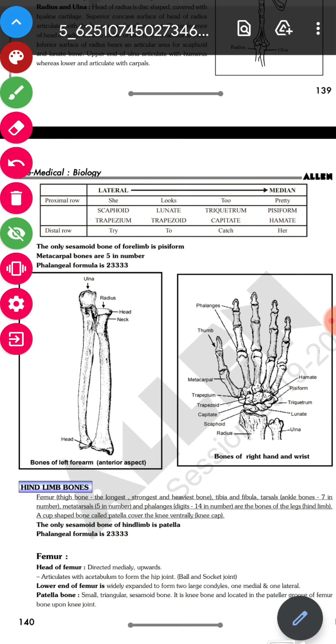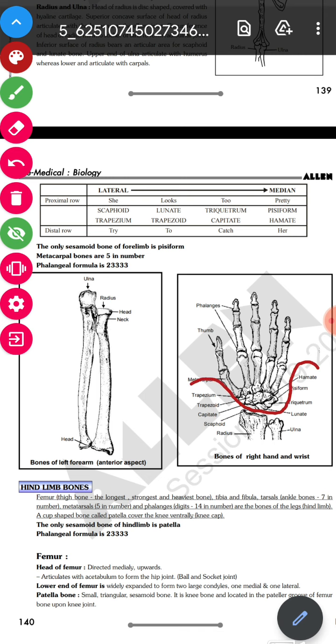To remember this, what we have done: S for scaphoid, she; lunate, looks; triquetrum, too; pisiform, pretty. At the lower side you can see the distal row: trapezium, trapezoid, capitate and hamate, which gives try, to, catch, her. So this becomes a kind of statement, she looks too pretty, try to catch her. This can help you in remembering the entire sequence.